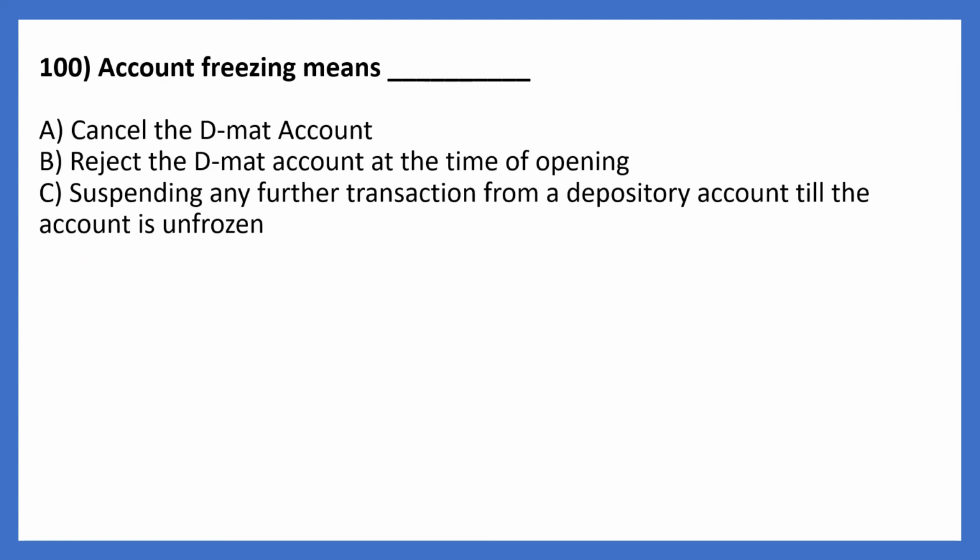Account freezing means option A, cancel the Demat account. Option B, reject the Demat account at the time of opening. Option C, suspending any further transaction from a depository account till the account is unfrozen. The correct answer is option C, suspending any further transaction from a depository account till the account is unfrozen.